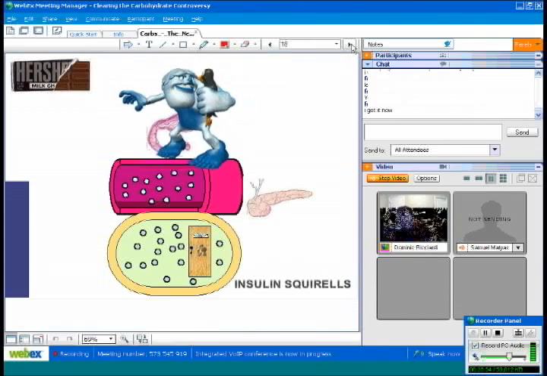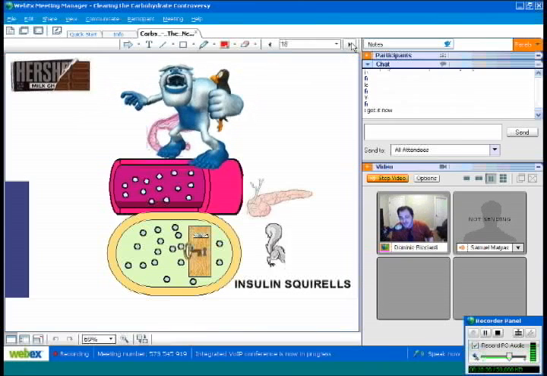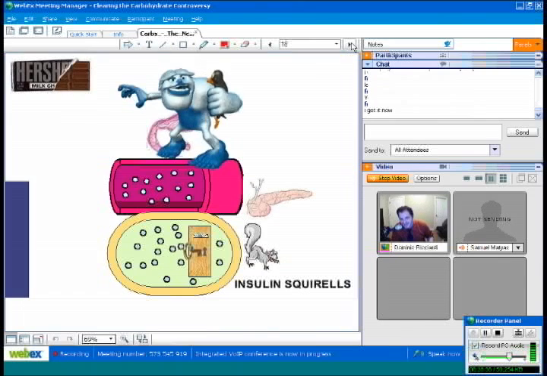I want you to think of insulin like a squirrel holding that key. And there's that squirrel over there. And the reason why I picked the animal squirrel is because squirrels forage. They find nuts and berries, and they store them, and they hold them for a rainy day when you need them.